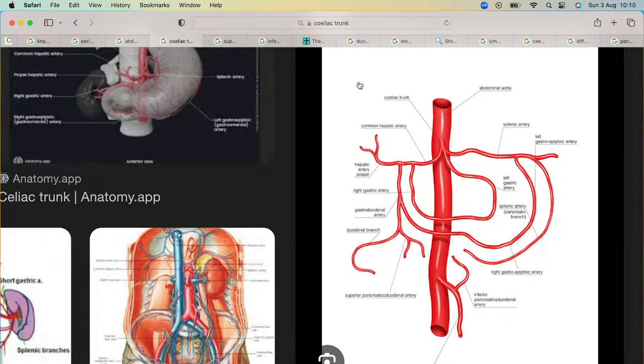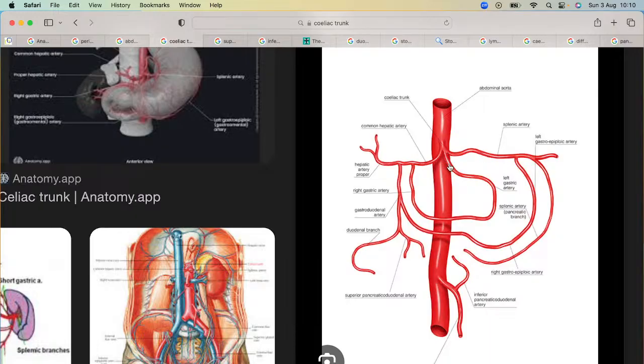Okay, now we are looking into a little bit more detail about the celiac trunk. So we said it comes from T12 level, right? So it's the first main branch coming from the abdominal aorta. Now let's see what the main branches are. From here we have three main branches. One, on the left, is the splenic artery that goes to supply the spleen.